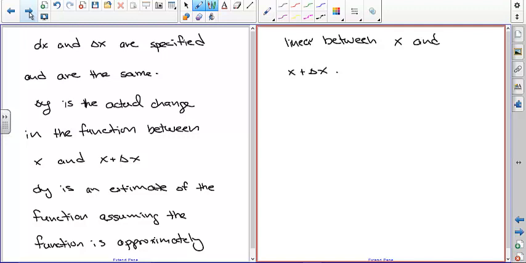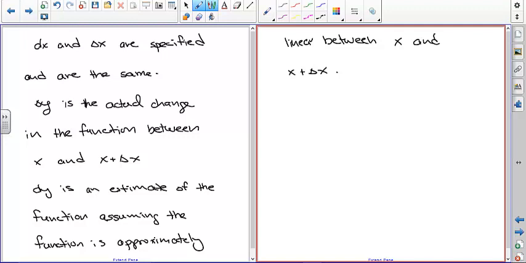Because if the function were linear, then delta y and dy would be the same thing. But if the function is not linear, then they're going to be different, but dy is going to be a reasonably good approximation of what the actual change would be.